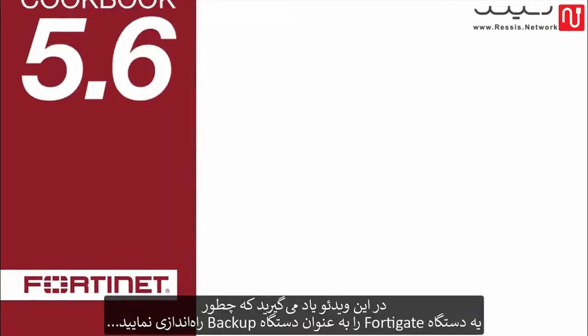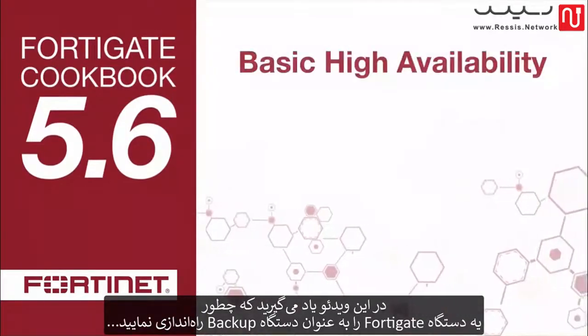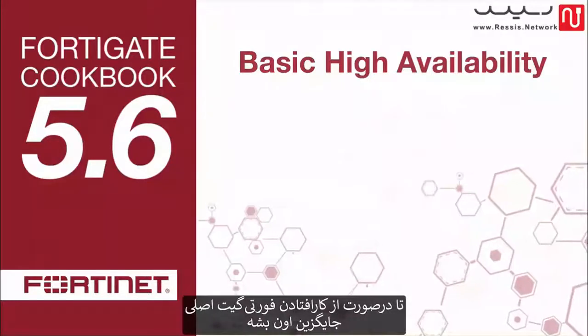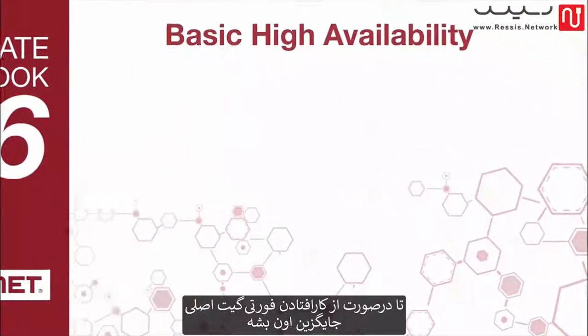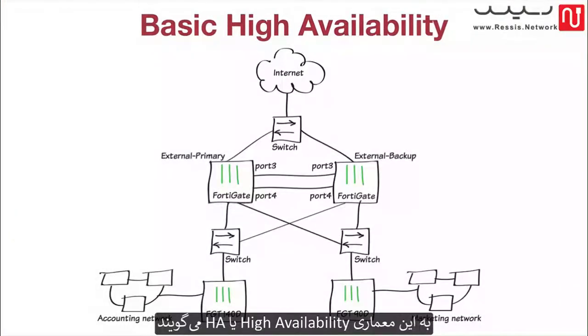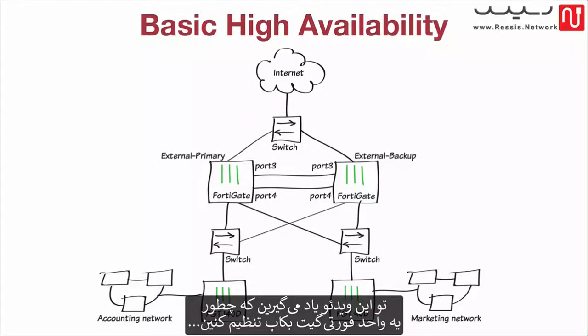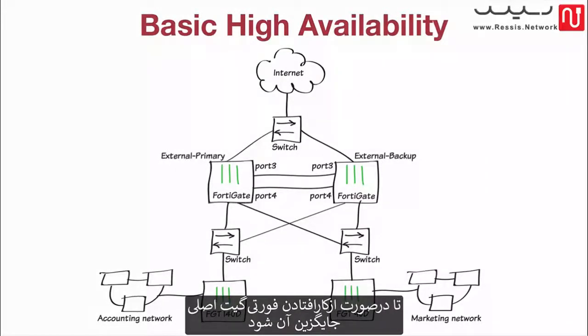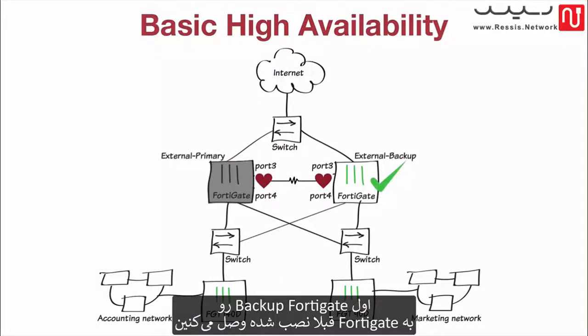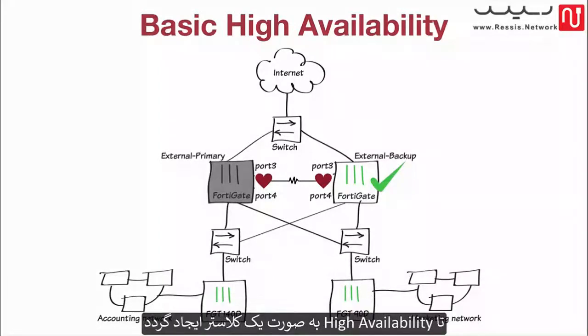In this video, you'll learn how to set up a secondary backup FortiGate unit to provide redundancy if the primary FortiGate unit fails. This setup is called high availability, or HA, and improves network reliability. First, you'll connect the backup FortiGate unit to a previously installed FortiGate to form a high availability HA cluster.